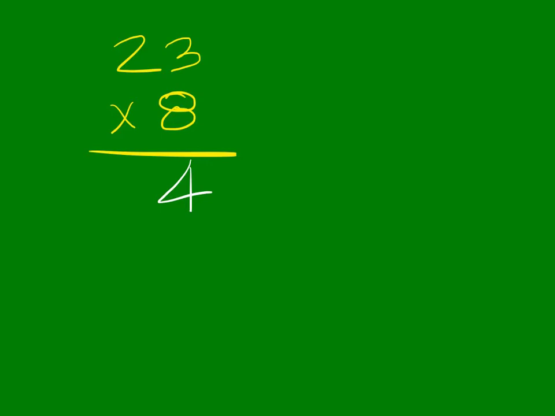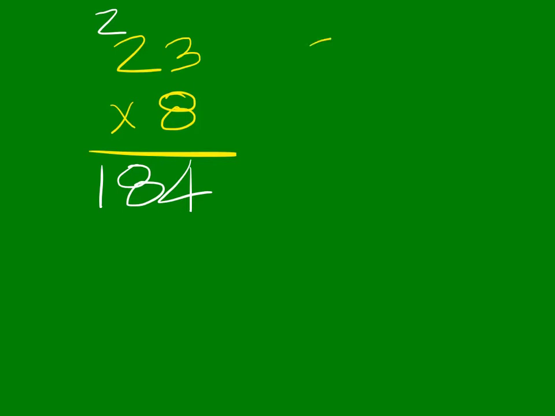Alright, what we need to take a look at next is something like 23 times 8. If I'm going to do 23 times 8, what's my first move? 8 times 3. 8 times 3 is what? 24. And what do I do next? Now what? 18, so the answer should be 184.